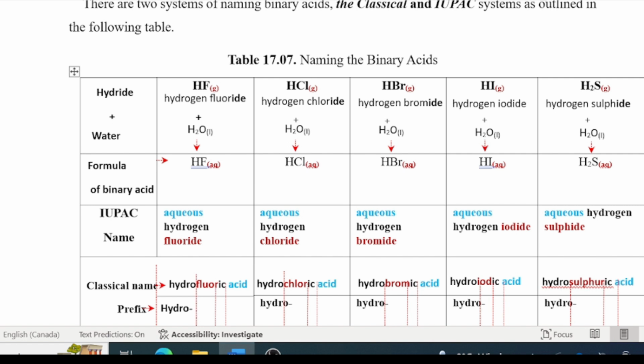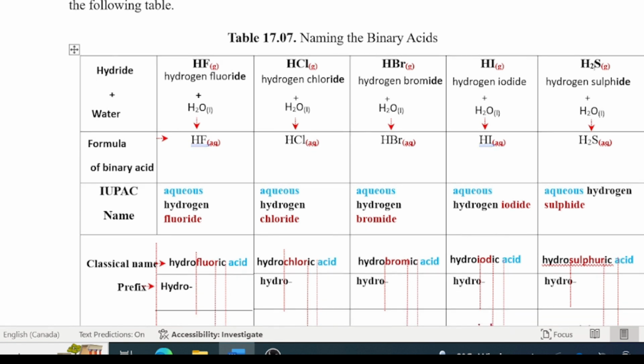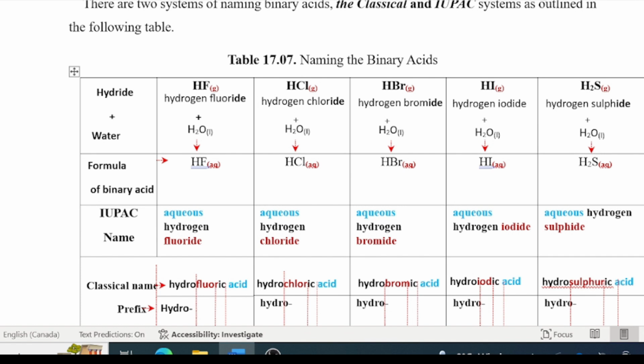When they dissolve in water, I explained to you already how hydrochloric acid is formed. Water encourages the ionization of this molecule, where the chlorine takes away the entire pair of electrons from the hydrogen, and the hydrogen is free. So this is what is happening. Okay, these are called the binary acids.